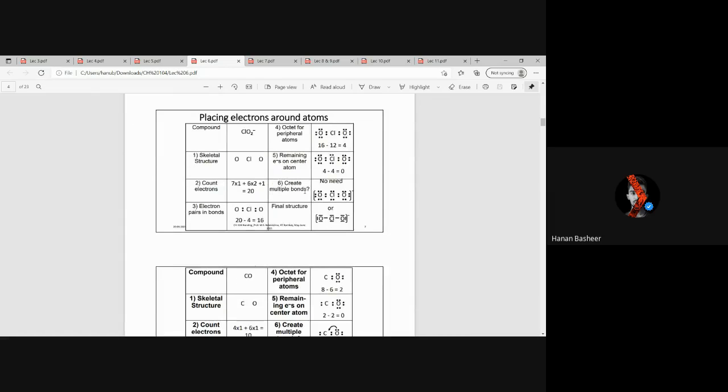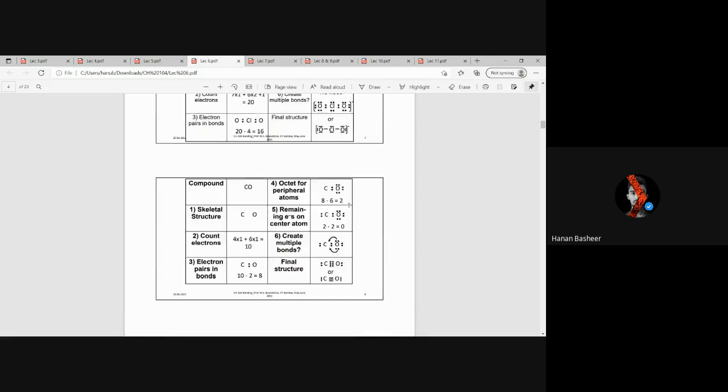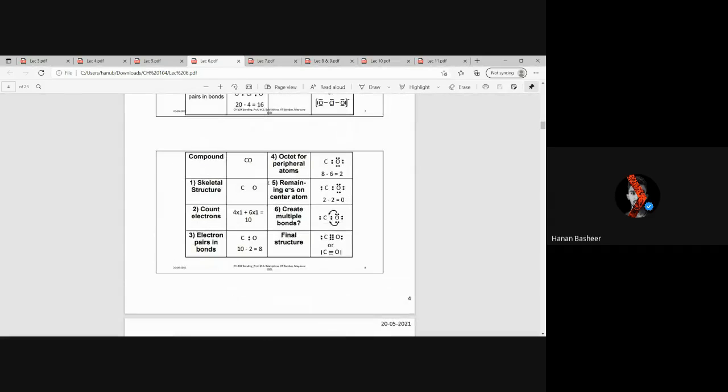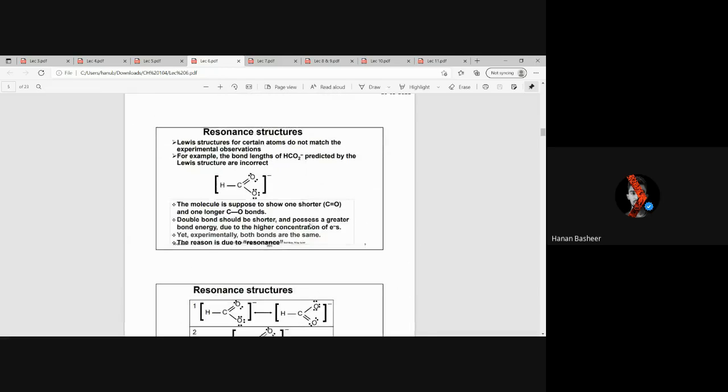Now, do we need to create multiple bonds? No need, because there will be only sigma bonds in this case, and this is the final structure. Similarly, you can do this for carbon monoxide, but in the final structure we will have to make the oxygen donate its lone pair towards carbon, because this is a dative bond.